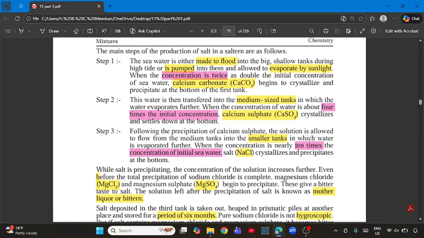In the third step, following the precipitation of calcium sulfate, the solution is allowed to flow from the medium tanks into the smaller tanks, in which water is evaporated further. When the concentration is nearly 10 times the initial seawater concentration, salt, that means sodium chloride, the product which we need, crystallizes and precipitates at the bottom.